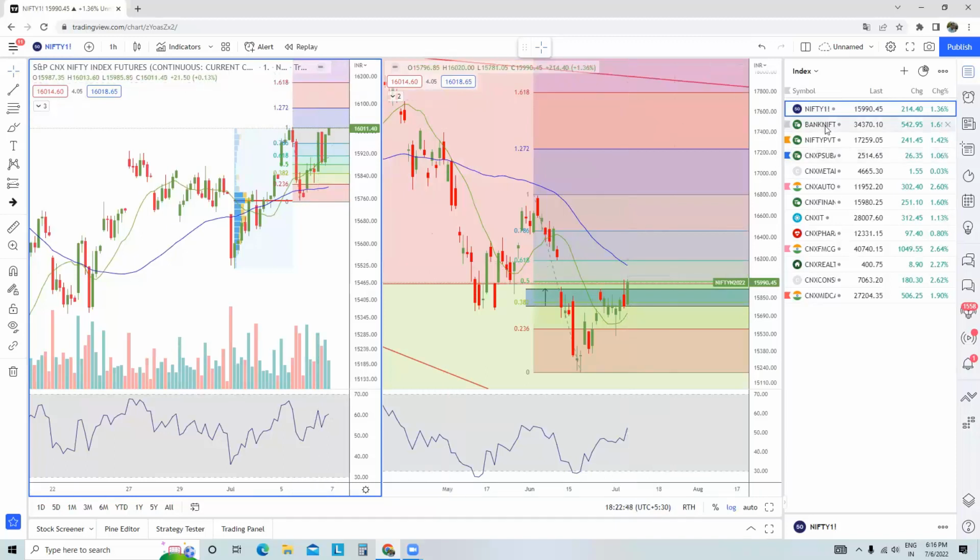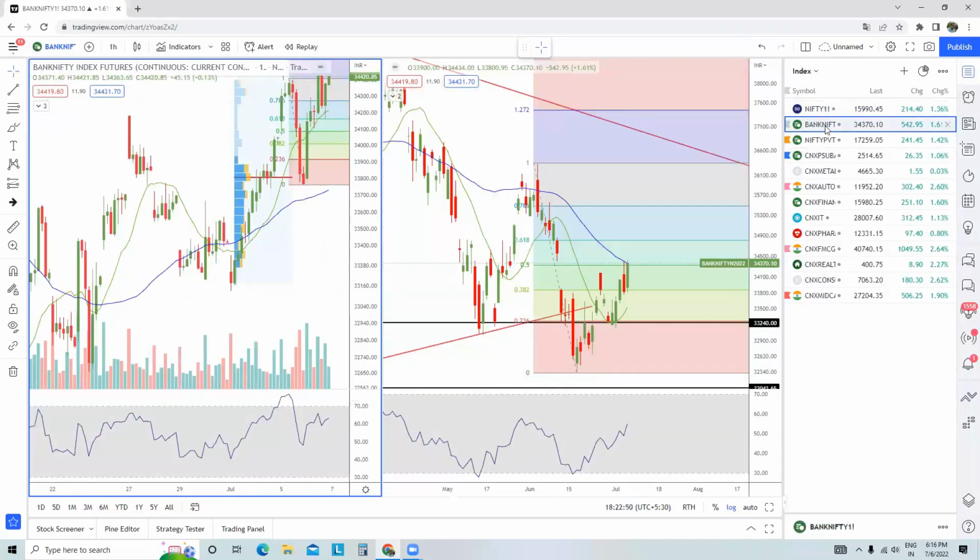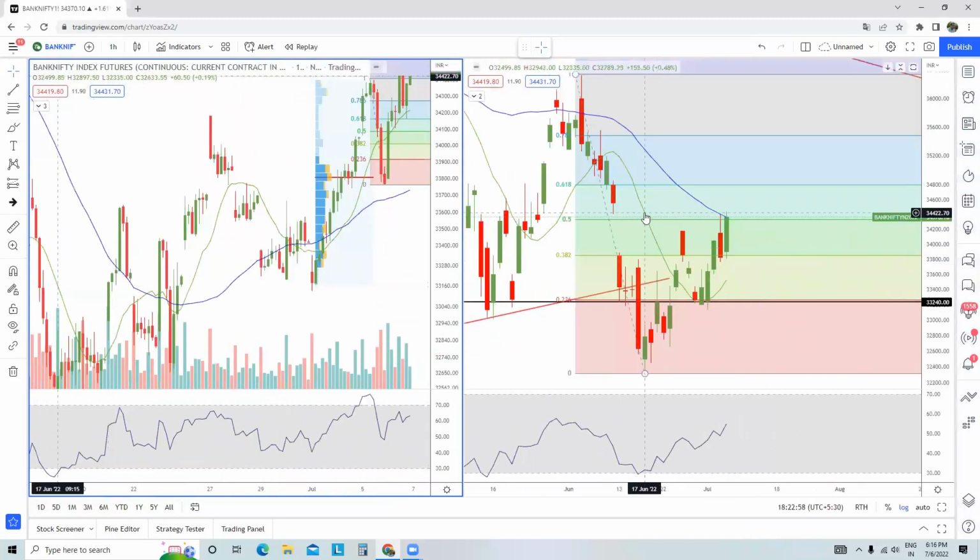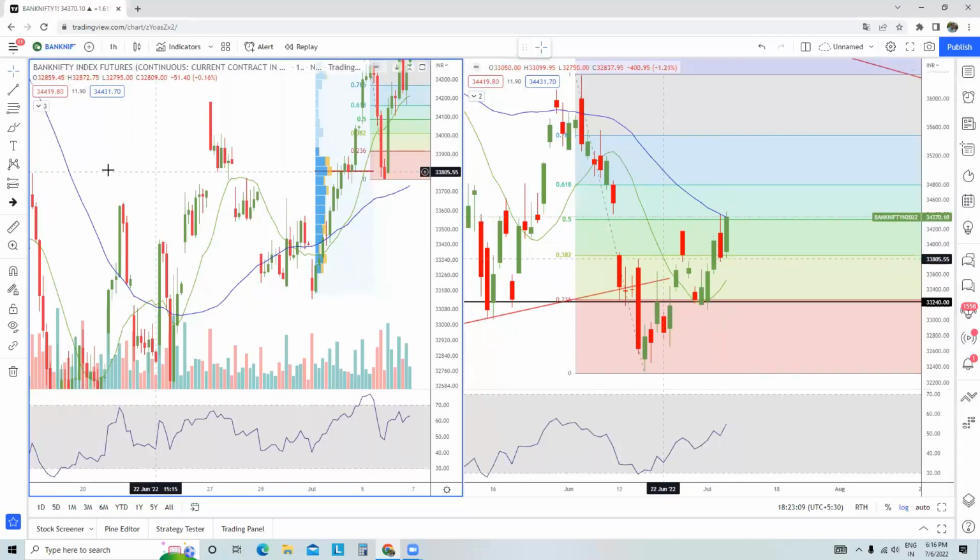All right. Now let's have a look at the Bank Nifty. In Bank Nifty futures, you can clearly see that we have almost filled this particular gap. You can see over here this gap. We have almost filled it. And the same thing which we saw yesterday in Nifty futures, we had an inverted hammer and then a positive candle. Same thing is visible over here, my friends.